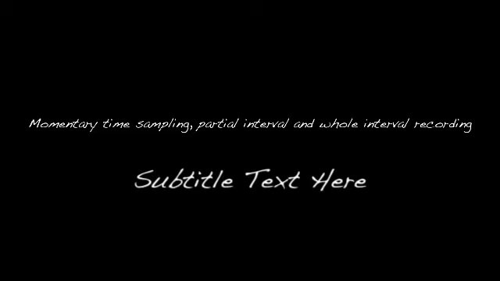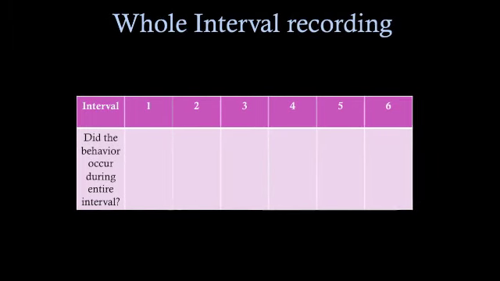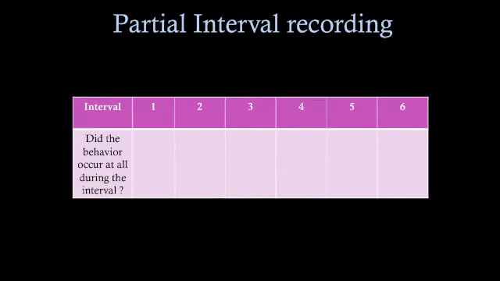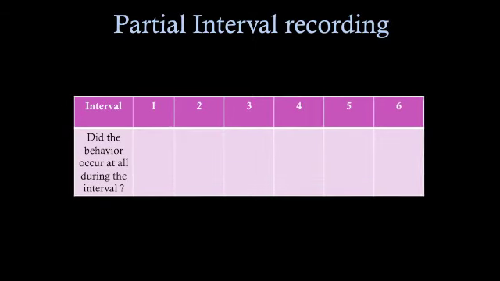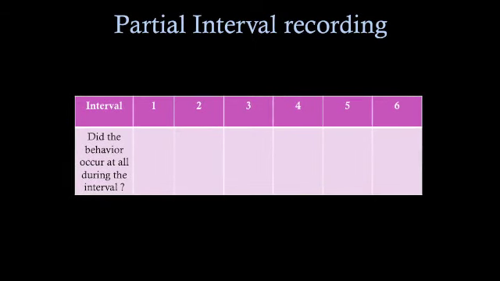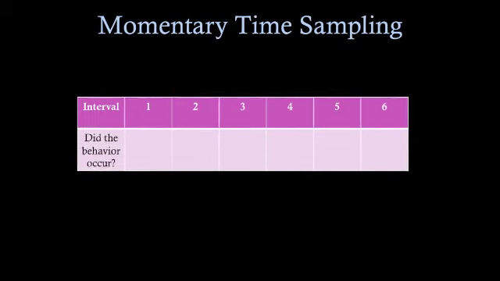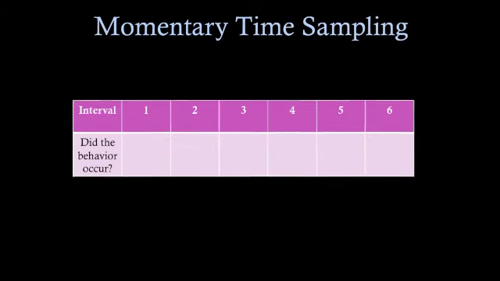We reviewed 3 methods of time sampling today. These were partial interval recording, whole interval recording, and momentary time sampling. When an observer is recording using whole interval recording, you mark whether the behavior occurred for the entire interval. During partial interval recording, you record whether or not the behavior occurred at all during the interval. When using momentary time sampling, you record whether or not the behavior is occurring at the end of the interval.